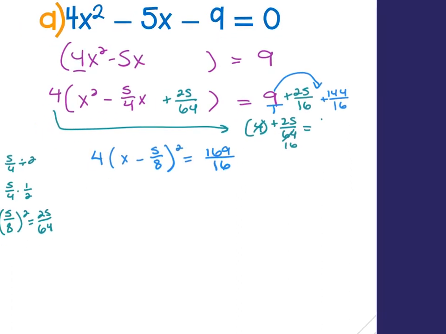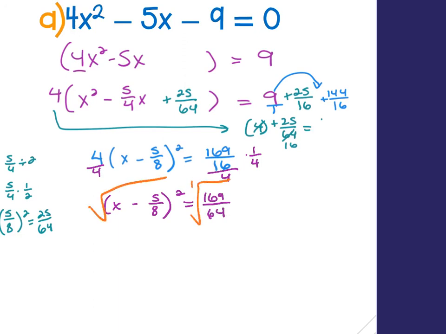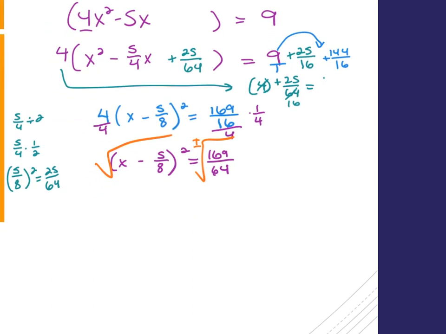Now I have to solve it. So I want to divide by 4 or multiply by a fourth. This becomes 169 over 64. Square root both sides, putting that plus and minus on the right side, and I get x minus 5/8 equals plus and minus the square root of 169, which is 13, over the square root of 64, which is 8. And then my last step here would be to add the 5/8.